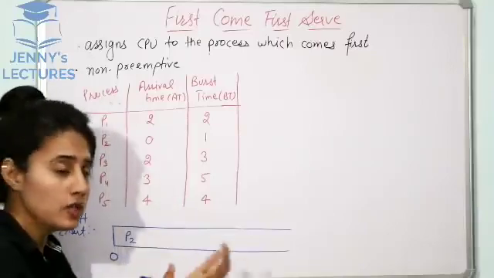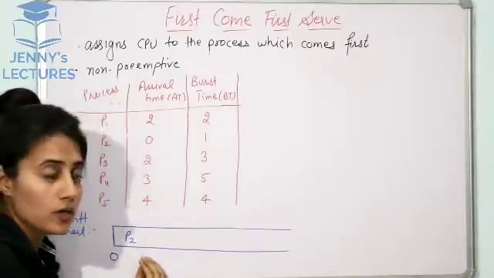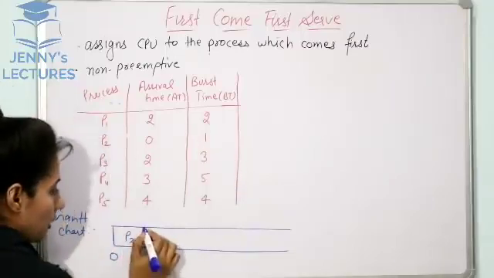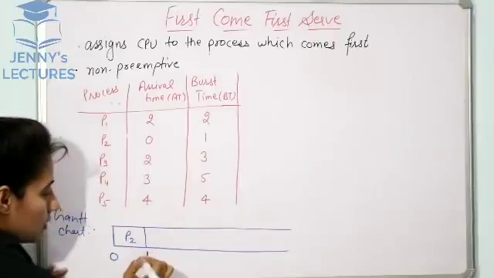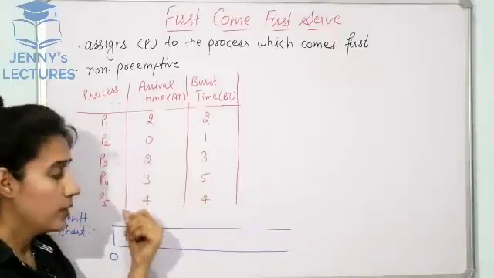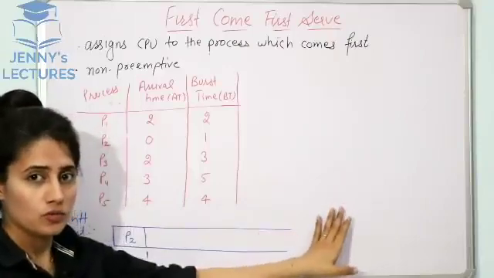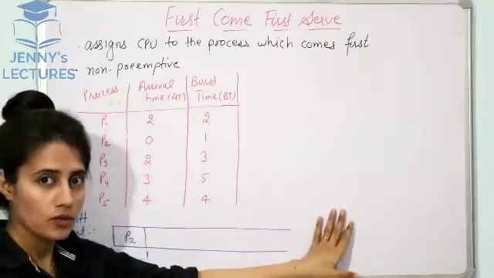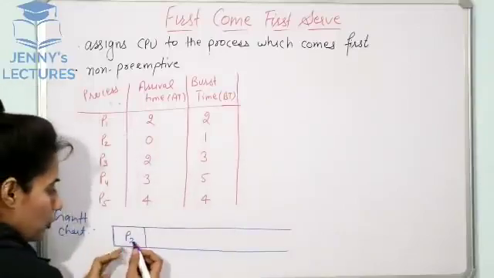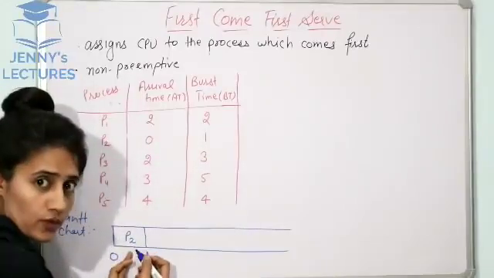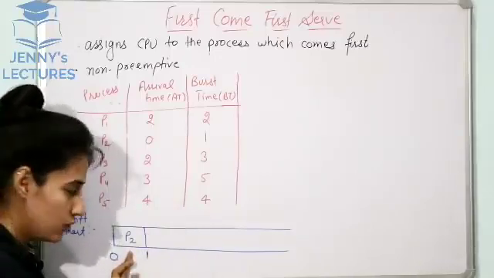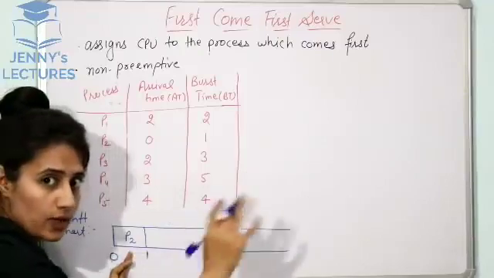And for how long is the CPU to be allocated to this P2? Check out the burst time or the CPU time, that is only 1 unit. So for 1 unit, the CPU would be allocated to P2. See, the assumption here is that no process requires any IO operation or any IO device. The only requirement is CPU. Now P2 has finished its execution. Now P2 terminates. The state of P2 is now terminated.